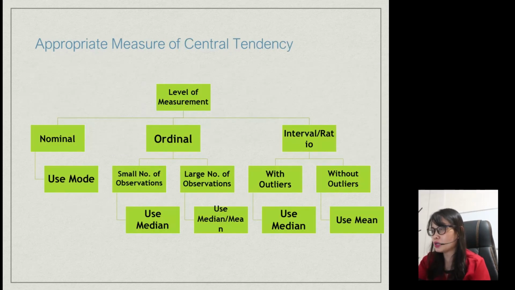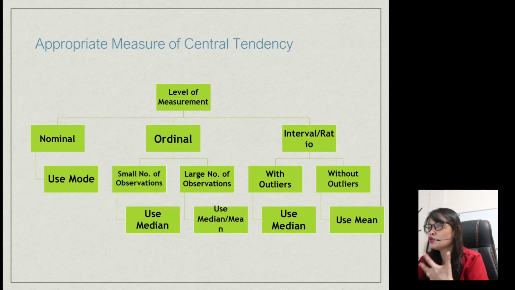So we have level of measurement. So we have nominal, ordinal, interval, ratio. Okay. So when we say nominal, you need to use mode. Ordinal, we're using median and then mean. If a smaller observation, we use median. If it's a large observation, we use median and mean. Interval and ratio, okay, without outliers and with outliers. With outliers, we use median. Without outliers, we're using mean.